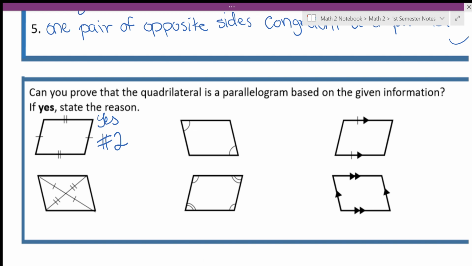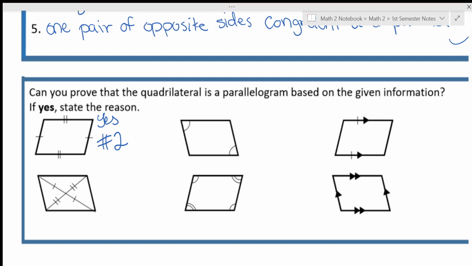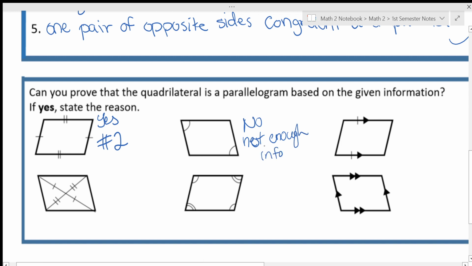Okay, second one here, we have one pair of opposite congruent angles. That is not one of our options, so we do not have enough information here. Not enough information. On our third one, we have a pair of opposite sides that are congruent. We have our tick marks here that mean they are congruent, and they are parallel. So this one does work. This is reason number 5 from our list of reasons that we can use. One pair of opposite sides that are congruent and parallel.